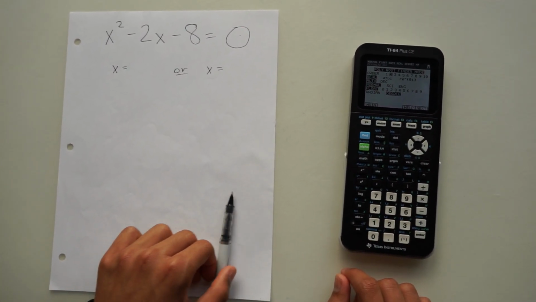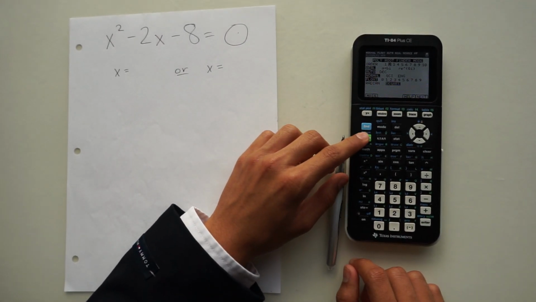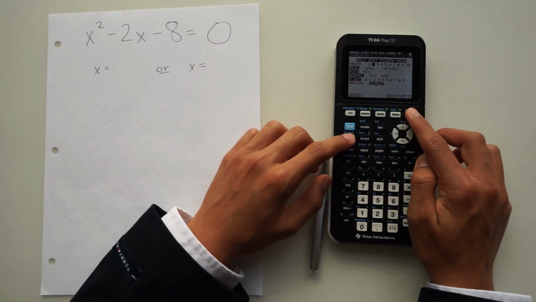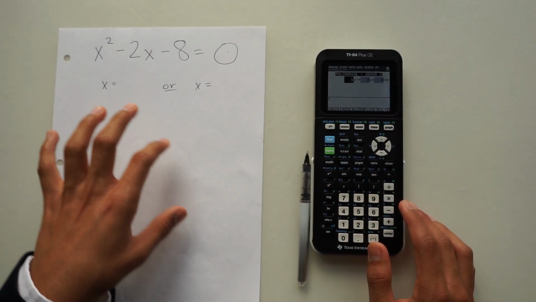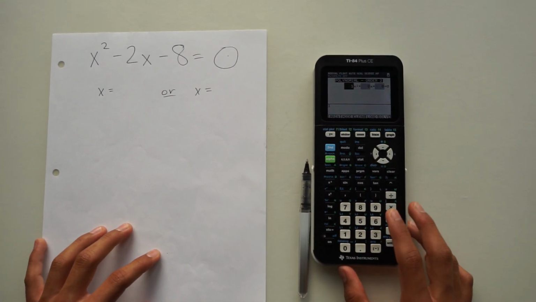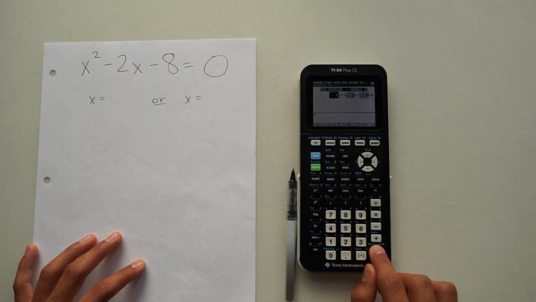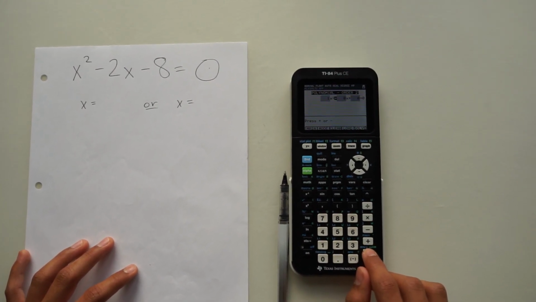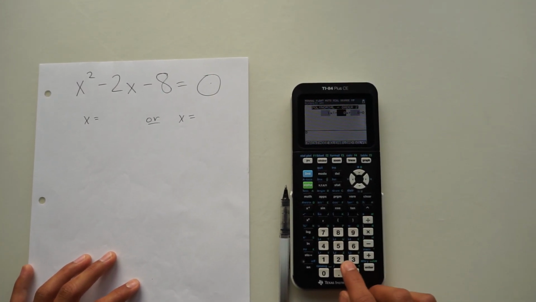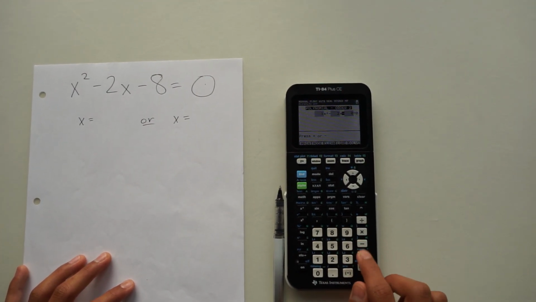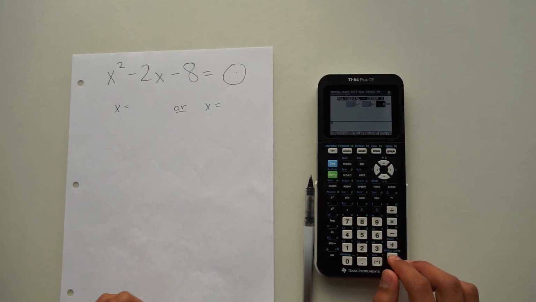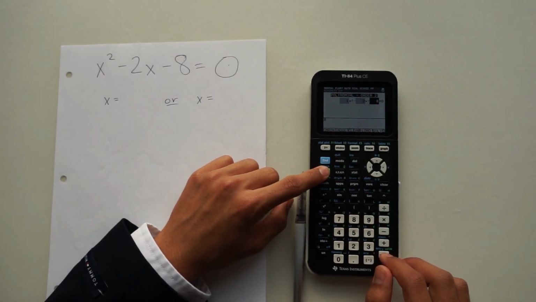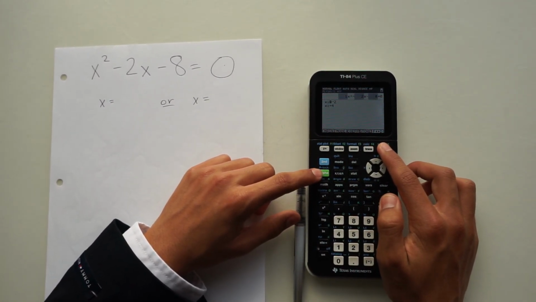All the settings on this one are good right now, so we can just hit the green alpha button and the F5. Now we're going to enter this on there. X squared is the same thing as 1x squared, so we can leave that alone. Minus 2x minus 8. Once we do this, we're going to hit the green alpha button and the F5 to solve it.